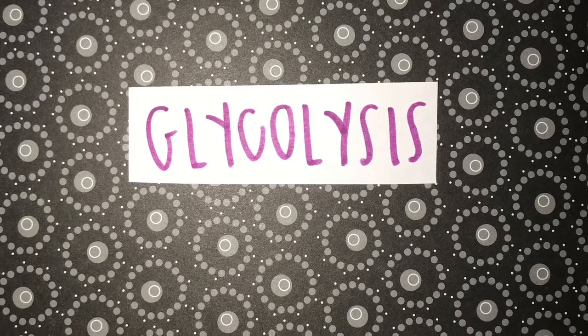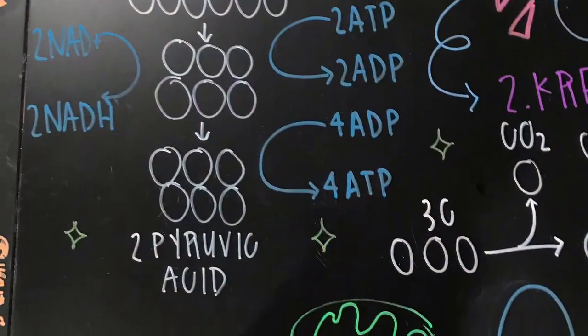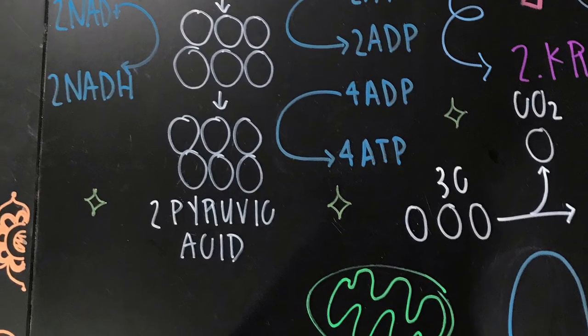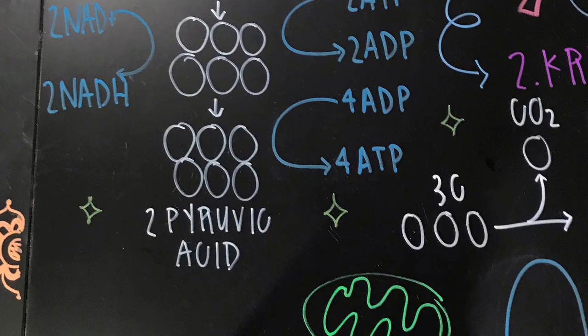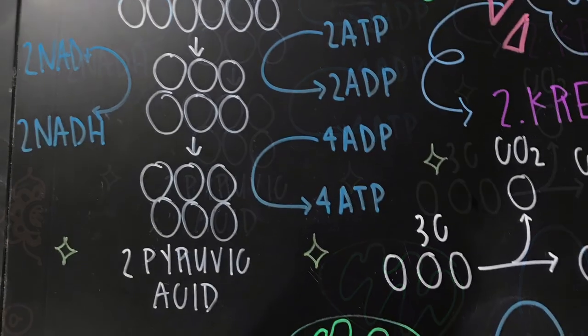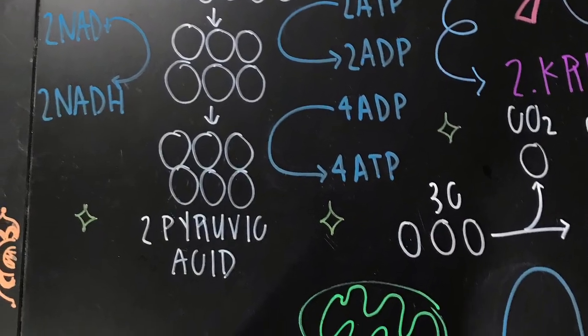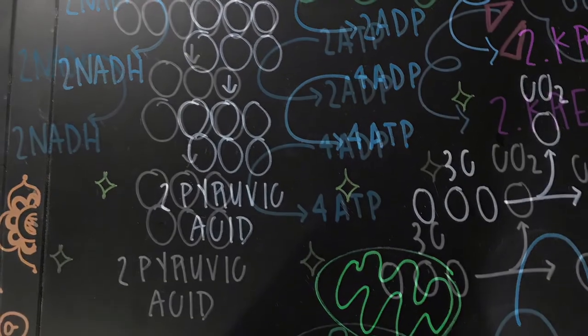Glycolysis takes place in the cytoplasm of the cell. 2 ATP molecules are required in glycolysis. The products of glycolysis include 2 pyruvate molecules, 2 NADH electron carriers, and a net gain of 2 ATP molecules.